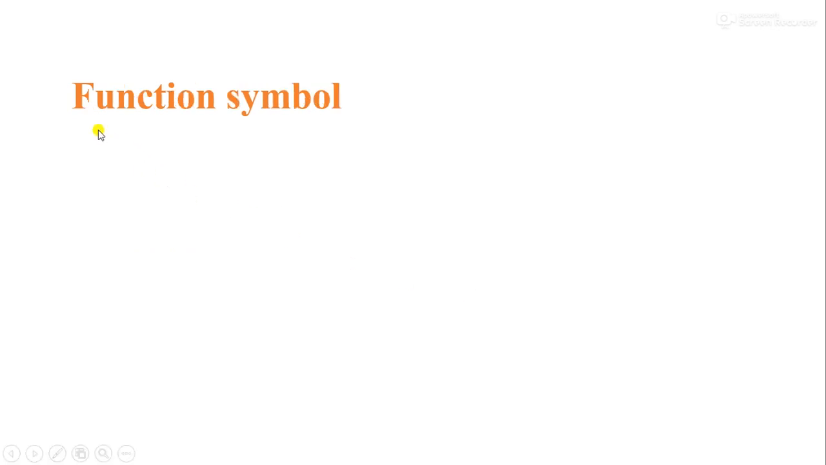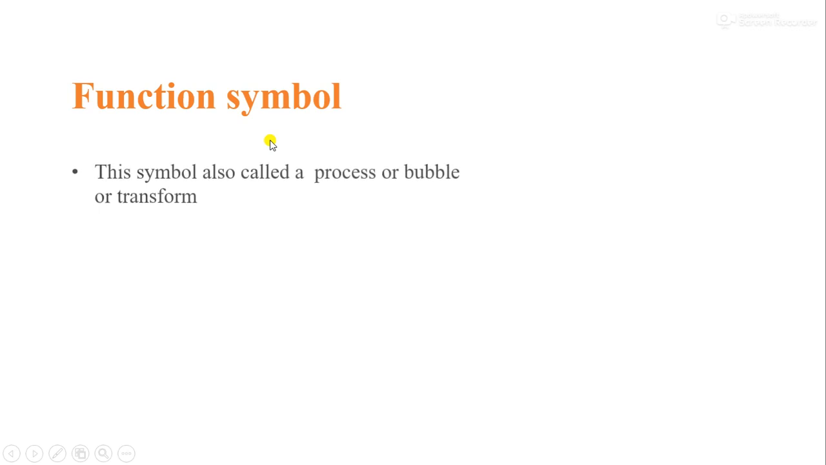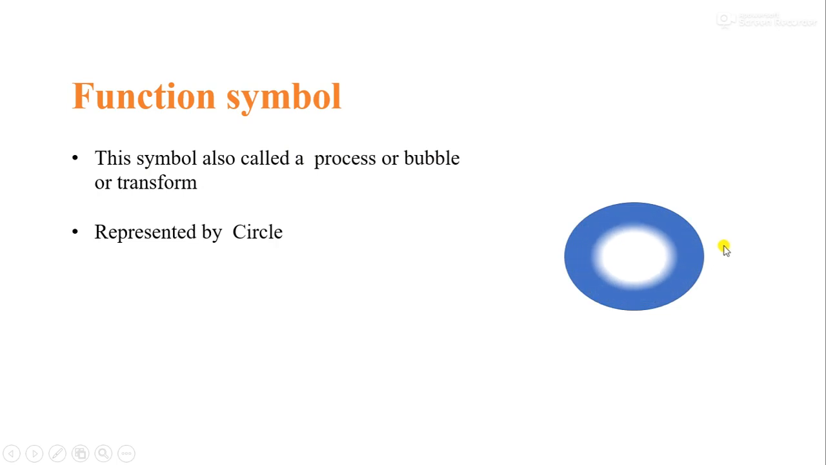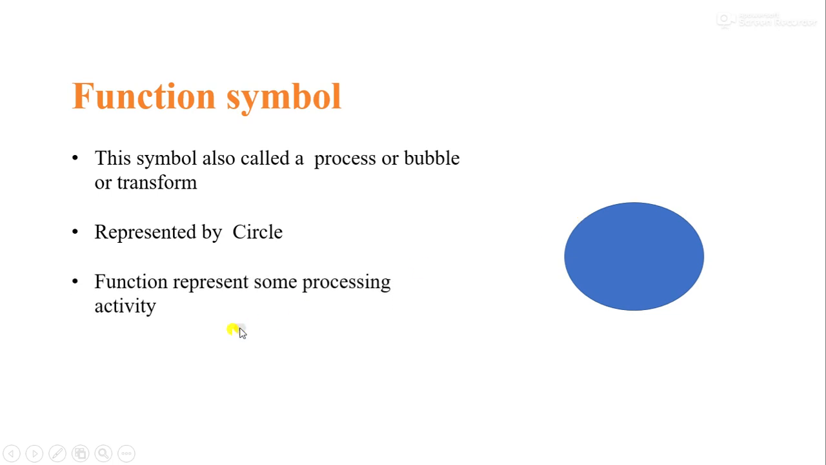Now the second type of symbol is the functional symbol. This symbol is also called a process, bubble or transformation. So this process, bubble and transformation is the same as the functional symbol, and it can be represented by a circle. This is how we can represent the function in a DFD diagram. We use this circle to represent a function, and the function represents some processing activity.